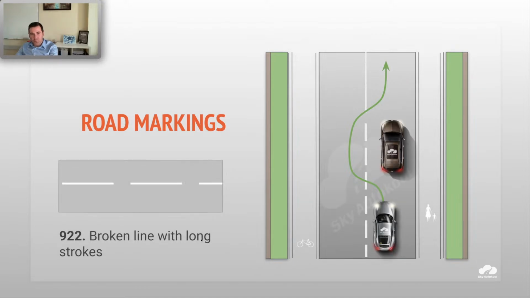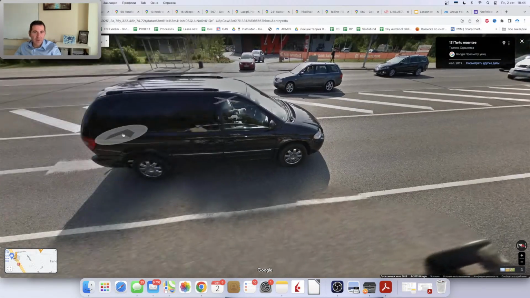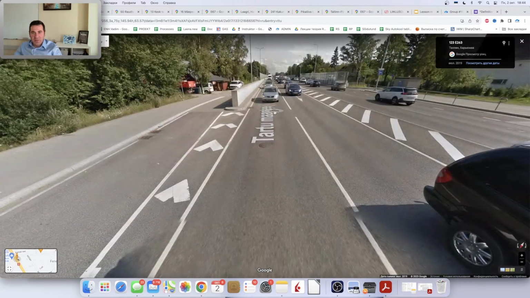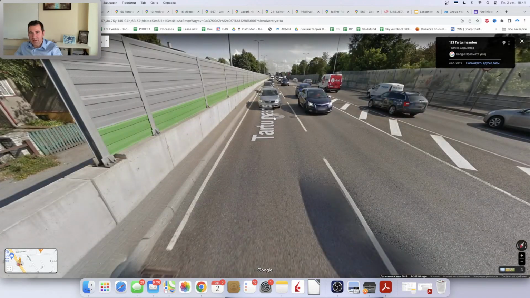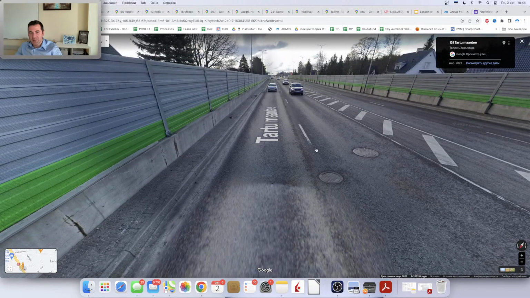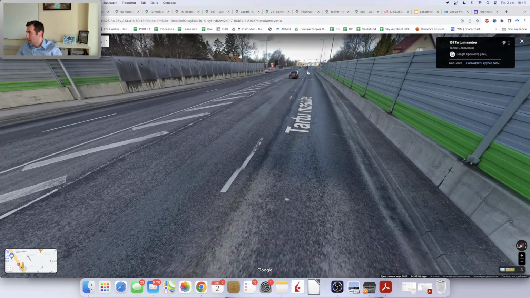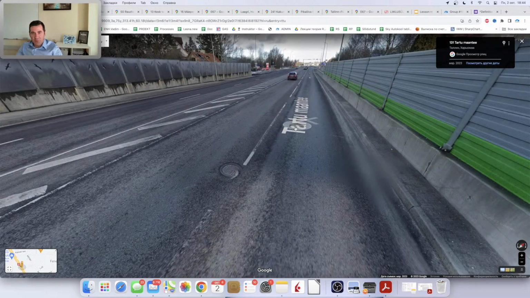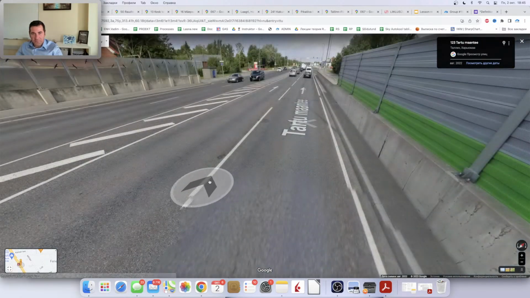Broken line with long strokes, well, I can show you maybe from the previous example where you can see this one. You can see this road marking in the places where this broken line turns into the solid line. So for example, we can see here, this is a regular broken line, but we already know that there will be a solid line ahead. So before that, you can see that the road marking will be a little bit changed. So you can see this has long strokes, like here.